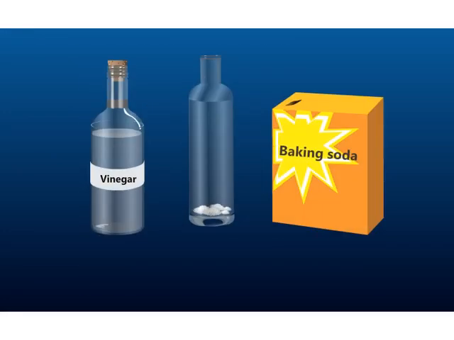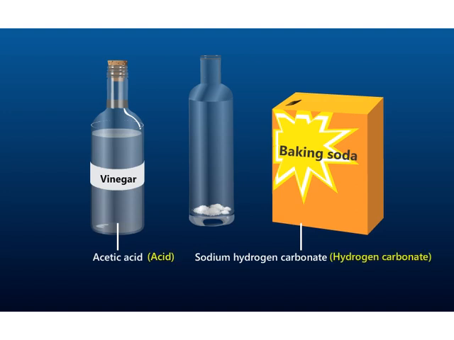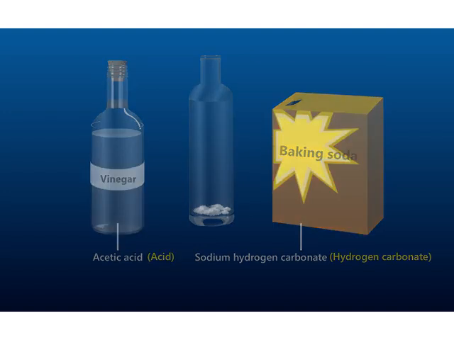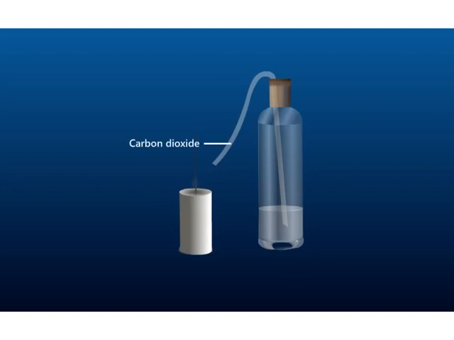Now, let us figure out how the fire extinguisher works. Vinegar contains acetic acid and baking soda is sodium hydrogen carbonate. This is a reaction of acid with a hydrogen carbonate. The gas liberated is carbon dioxide that puts off the flame.